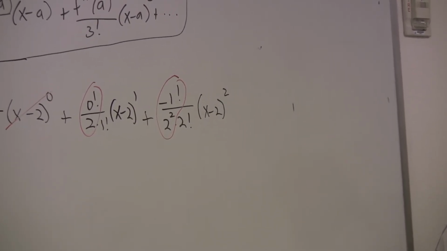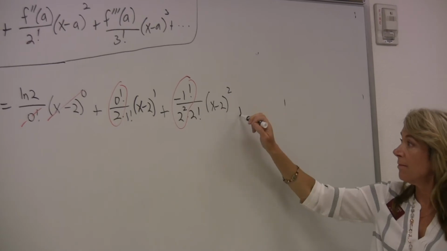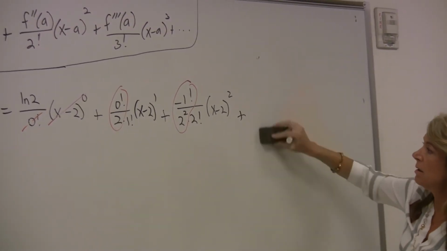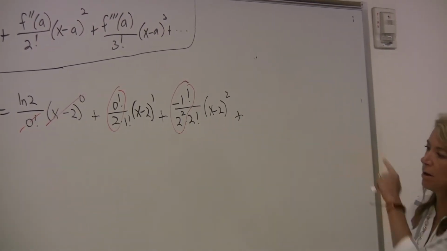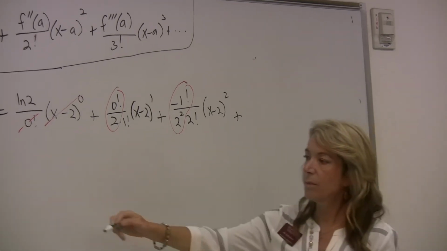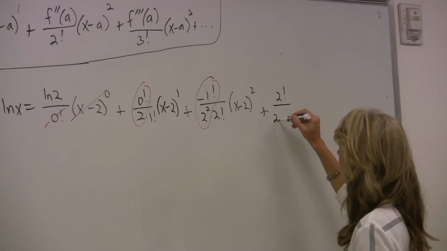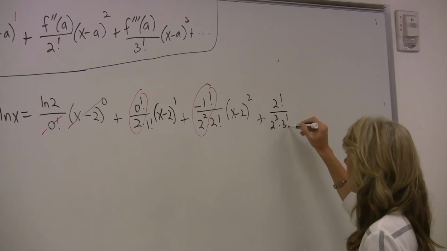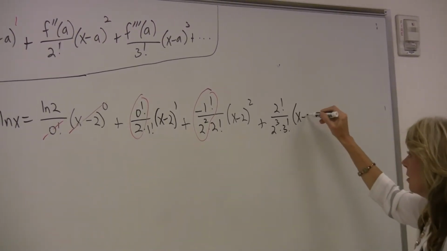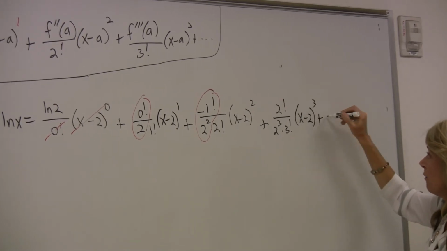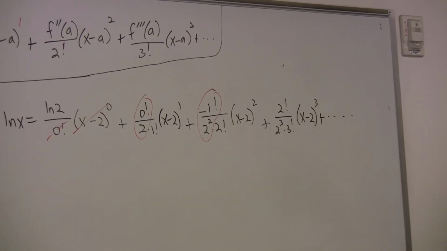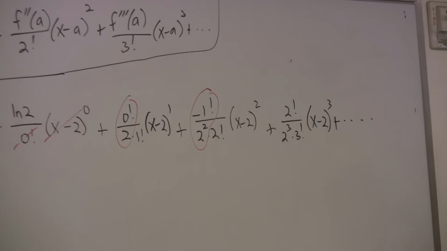Let's do one more. What's the next one? Where are we? 0, 1, 2. The third derivative. 2 factorial over 2 cubed times 3 factorial times x minus 2 cubed. X minus 2 cubed is all over this. And there's some more. So we've got the first 4 terms written out.